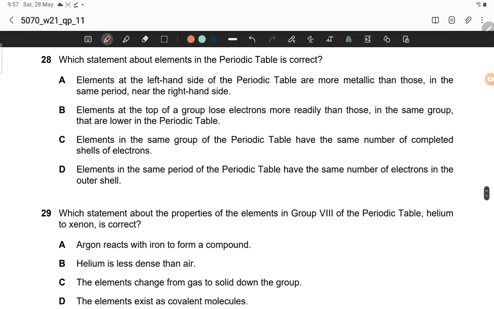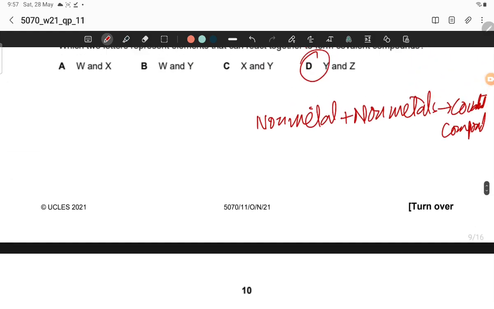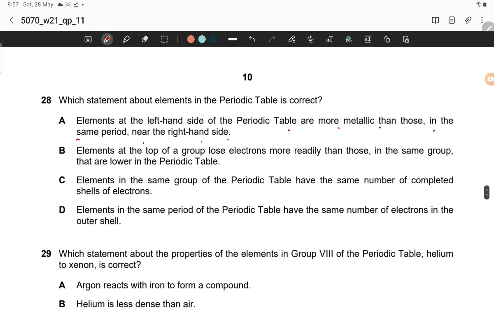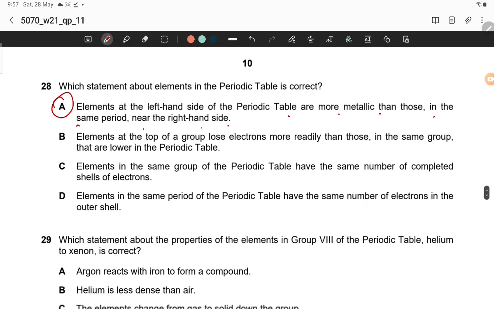Question number 28. Which statement about elements in the periodic table is correct? Elements at the left hand side of the periodic table are more metallic than those in the same period near the right hand side. Yes, elements on the left hand side are metals and on the right hand side are non-metals. So A must be correct. Elements at the top of a group lose electrons more readily than those below is incorrect.